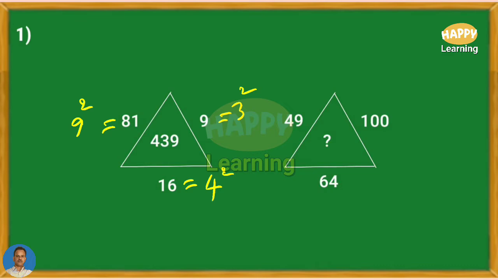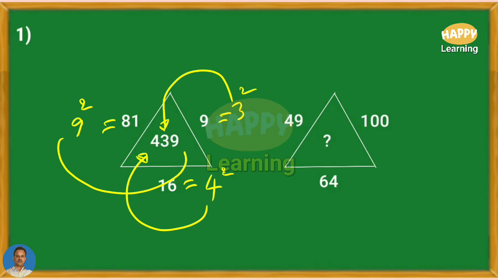Now this 4 is written at the left hand side, this 3 is written at the midpoint, and this 9 is written at this right hand side. So this is the logic followed here.